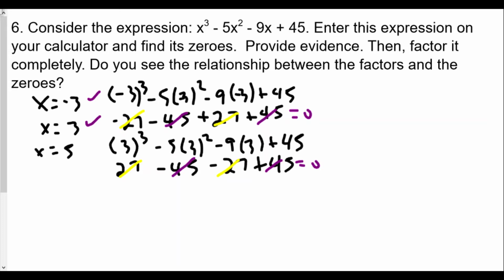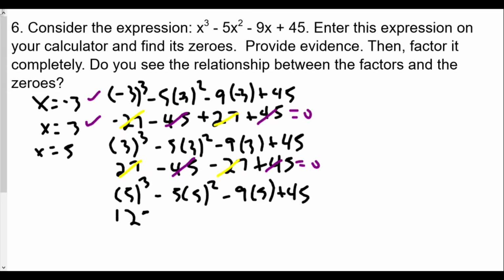And finally, for x equals 5, take 5 to the third power minus 5 times 5 squared minus 9 times 5 plus 45, and 5 to the third is 125.